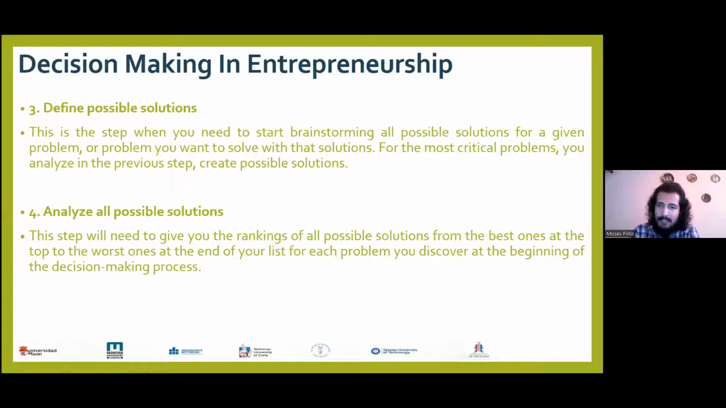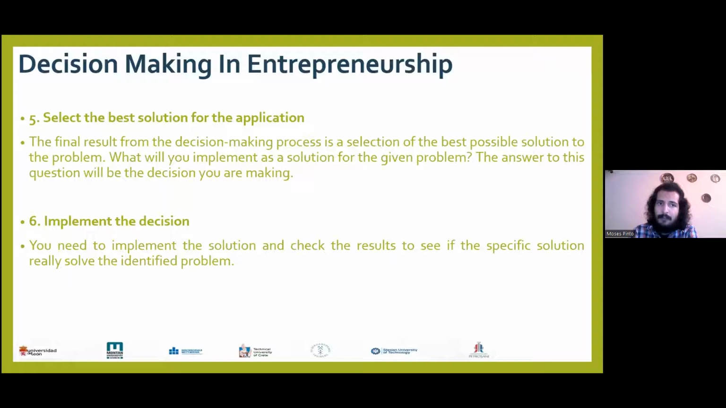And when you come up with a preferential list and you come up with the best possible solution which you think is correct, it is always a good idea to implement the one which you feel is going to lead to most efficient results. Thereafter, we have selection of the best solution for the application. The final result from the decision-making process is a selection of the best possible solution based on the organizing of solutions that are more preferred and less preferred towards the problem, and what you will implement as a solution for the given problem.